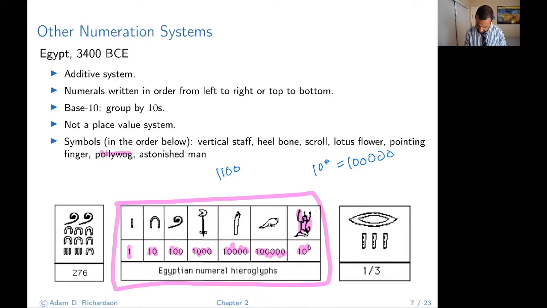Oh, what am I doing? 1 million. I think I have way too many. Oh, no, I don't. There we go. 10 to the 6th is 1 million. So that's the idea. And over here is another example. Let me erase some of this stuff really quick.